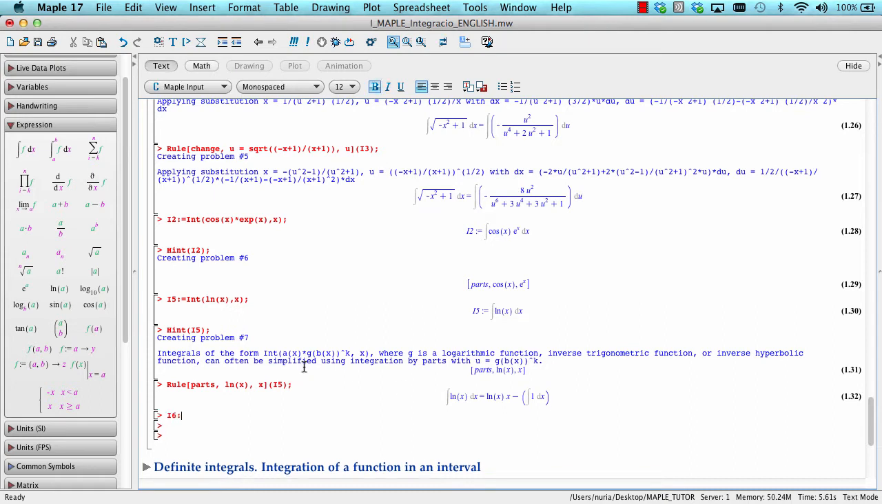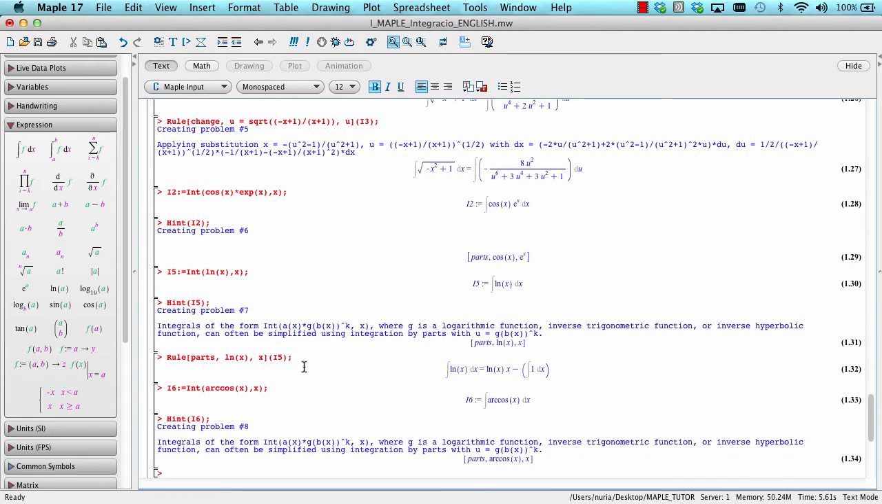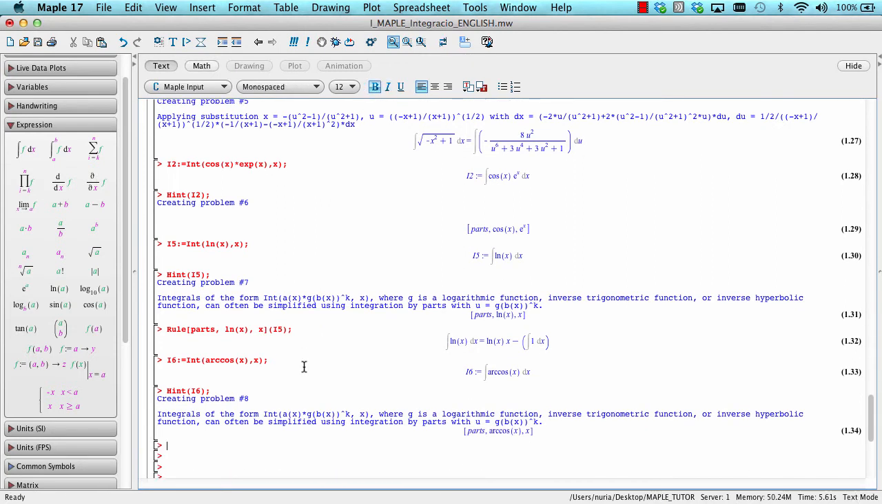So, for instance, another one which is not standard, cosine. If we ask for help, we also get that this is done by parts. So you could also apply this and see what would be the result.